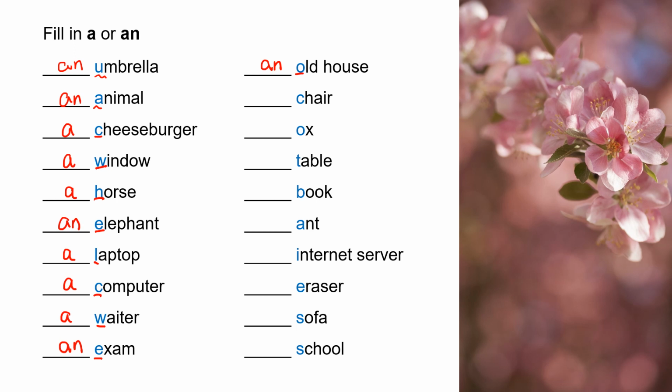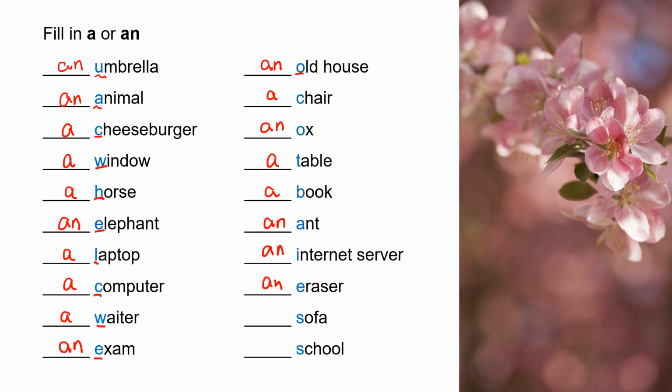Next one, chair, a chair. And next one, ox, an ox. Next one, table, a table. Next one, book, a book. And next one, ant, is going to be an ant. Next one, internet server. So it's going to be an internet server. Next one, eraser, an eraser.